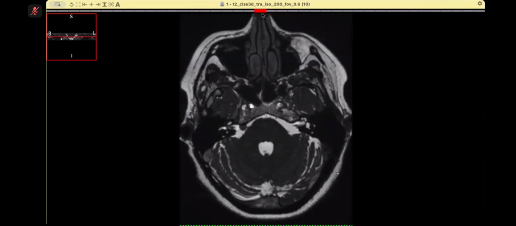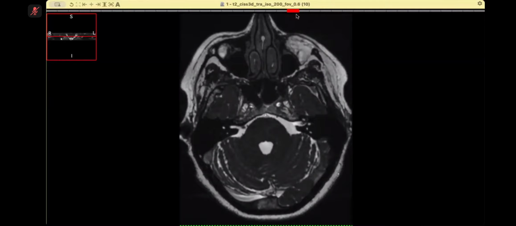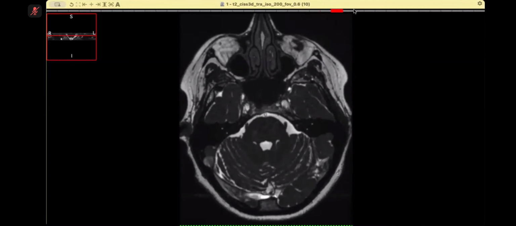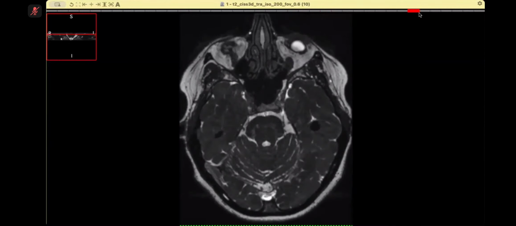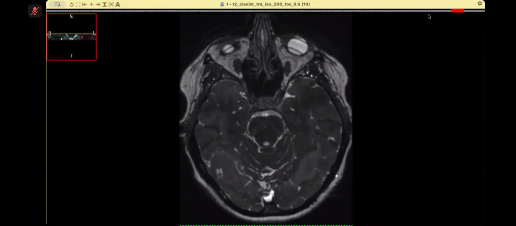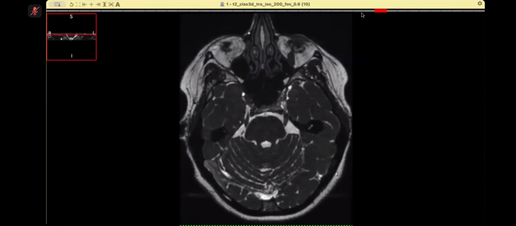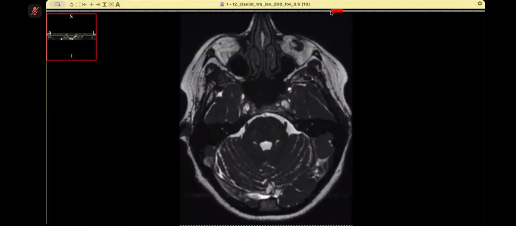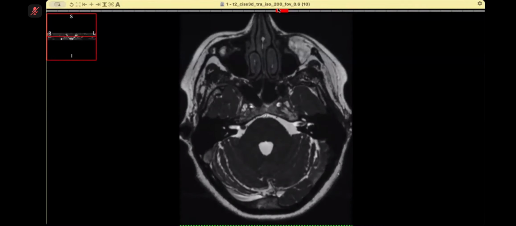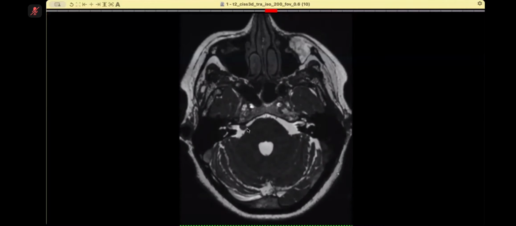Here I can appreciate that there is an ultra-high MR signal intensity area, which is noted on the right side of the CP angle, extending into the internal auditory canal. And the left internal auditory canal is unremarkable. If I compare both, there is something extra sitting here in the right internal auditory canal, which cannot be seen on the left.